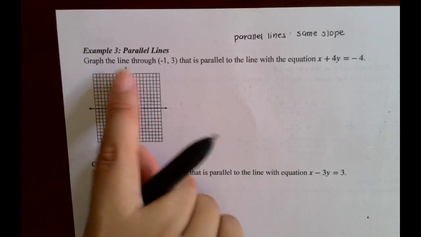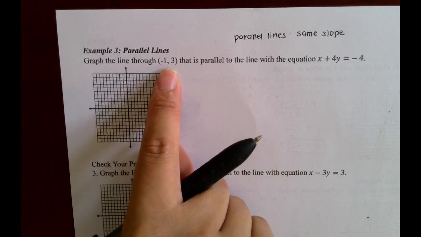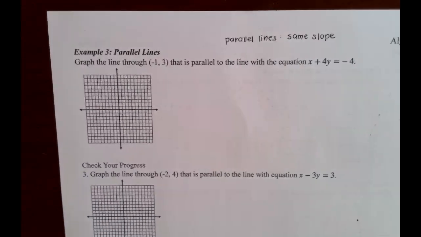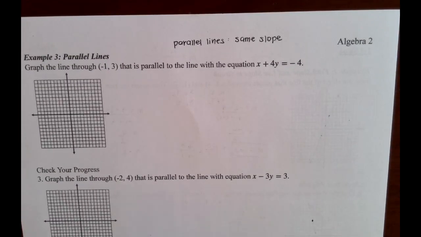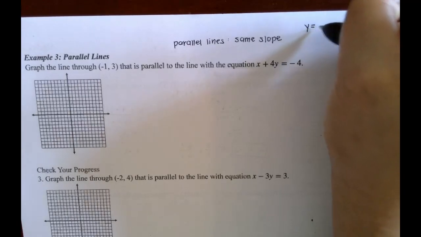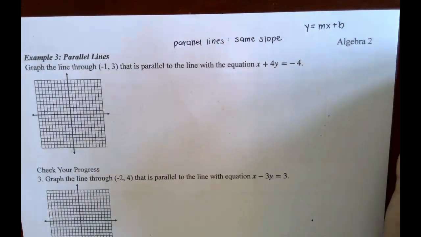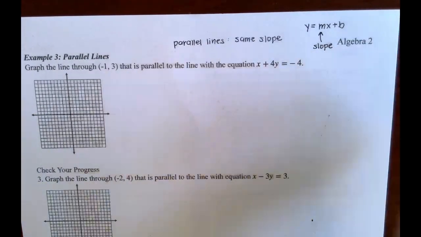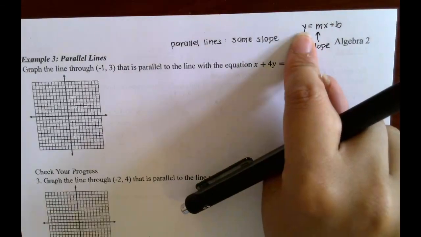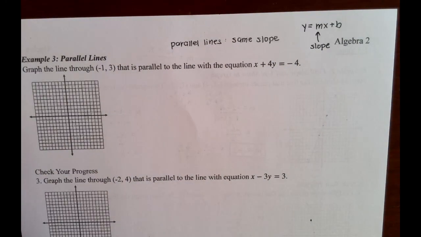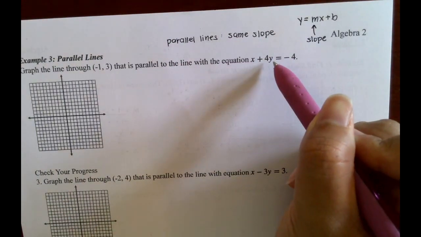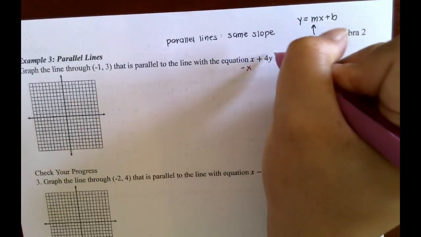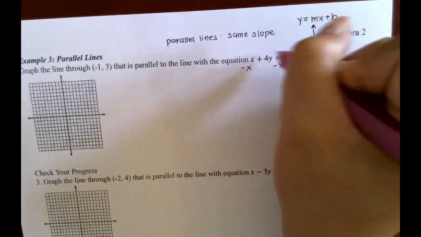Okay, so here we want to graph a line. It's going to go through -1, 3, and we want it parallel to the line with the equation x plus 4y equals -4. Okay, so what we're going to do is change it into slope-intercept form. Right, we're going to change it into y equals mx plus b, because in doing so, we can find what m is, which is the slope. We're going to do that by solving for y. Okay, so I want y by itself. So the first thing I'm going to do is get rid of the x that's being added to it. Since it's going to be parallel to this line, it's going to have the same slope as this line.